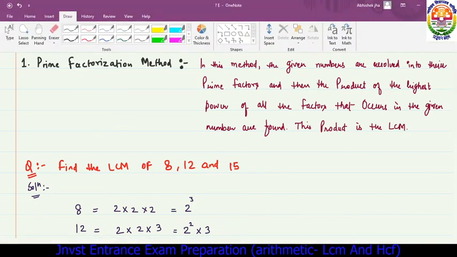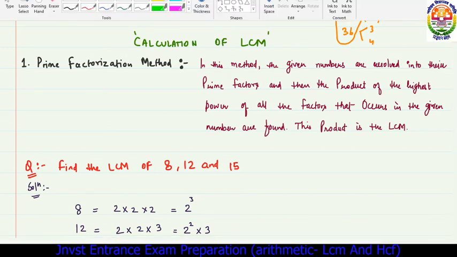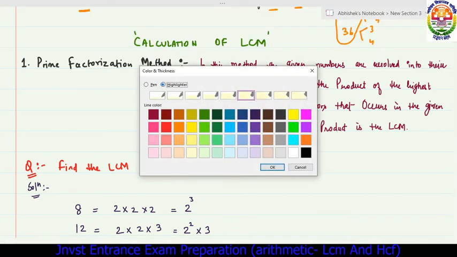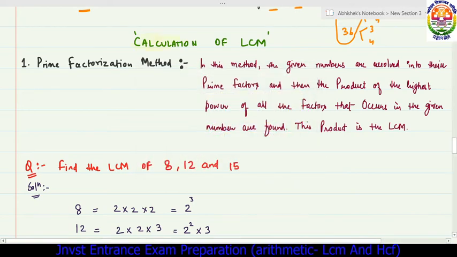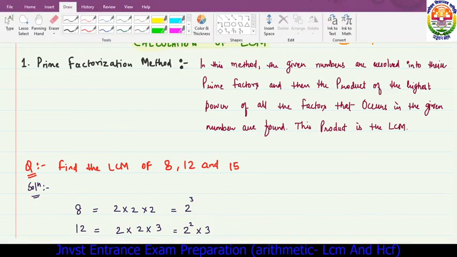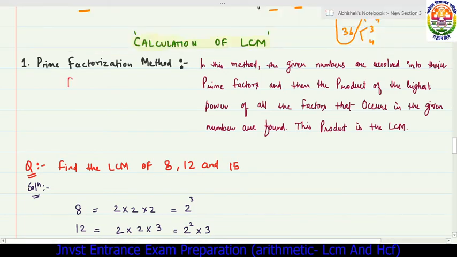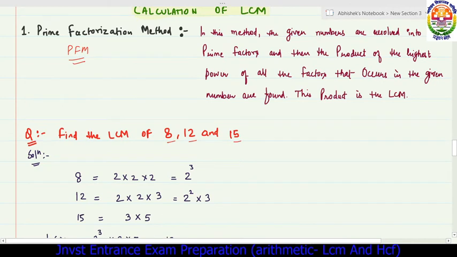How do we calculate the LCM? First, there is the prime factorization method. Here also we use prime factorization. Take 8, 12, 15. We will write 8 as 2 into 2 into 2, that means 2 to the power 3.